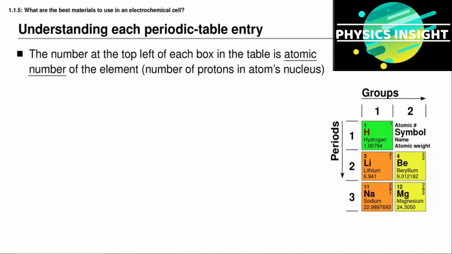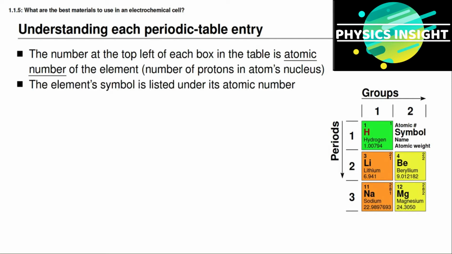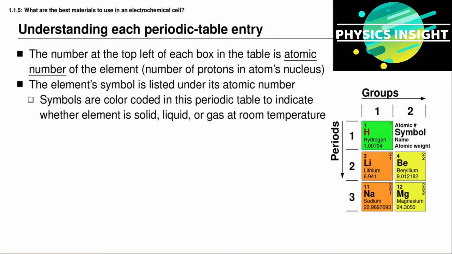First, the integer number that's listed on the top left of each box is known as the atomic number of the element. The atomic number is equal to the number of protons in the nucleus or the core of the atom of that particular element. Underneath the atomic number, you can see the symbol that's used for that element when it's listed in a chemical formula. In this table, the symbols are color-coded.